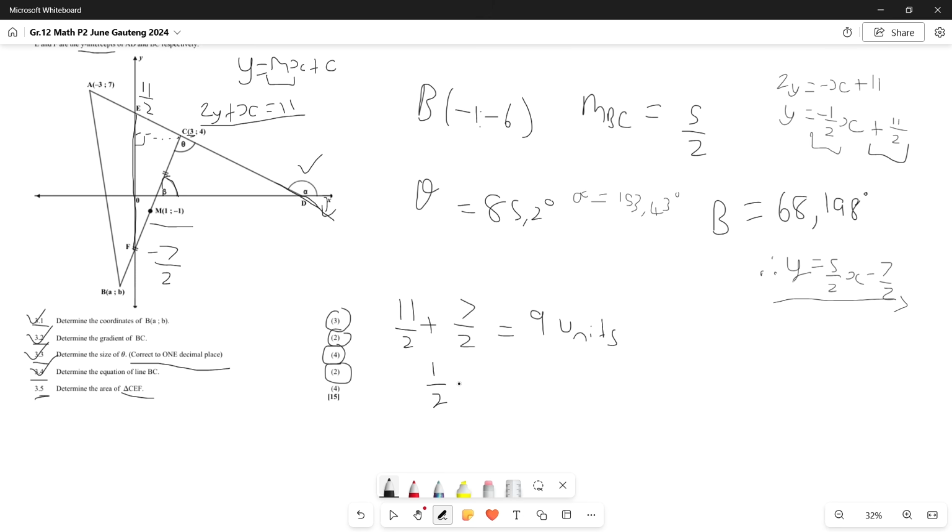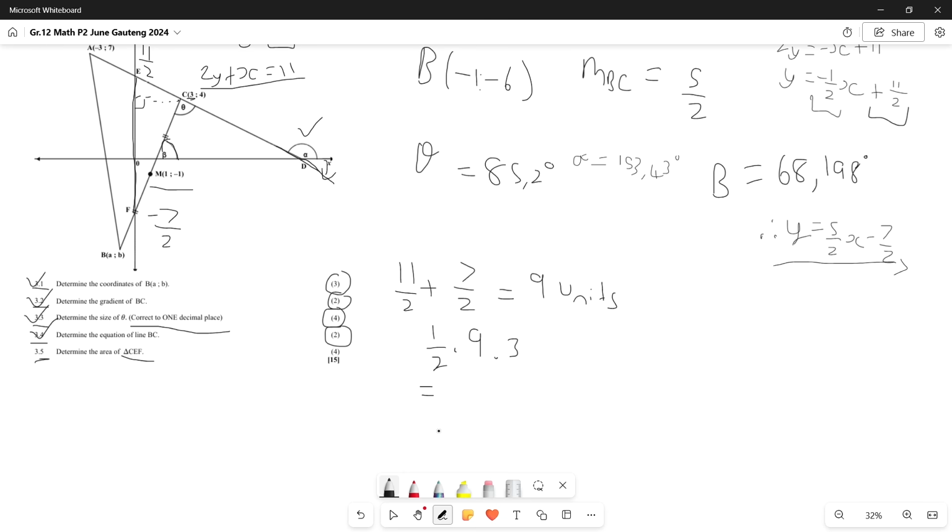So we have half base, which is EF, which is 9 units, multiplied by perpendicular height, which is the y-axis here, all the way to C, and that is 3 units. So that means 9 times 3 is 27. Half of that is 13.5, and our final answer is 13.5 units squared. And that just earned us 4 marks over there for question 3.5 and 15 marks for this whole section.